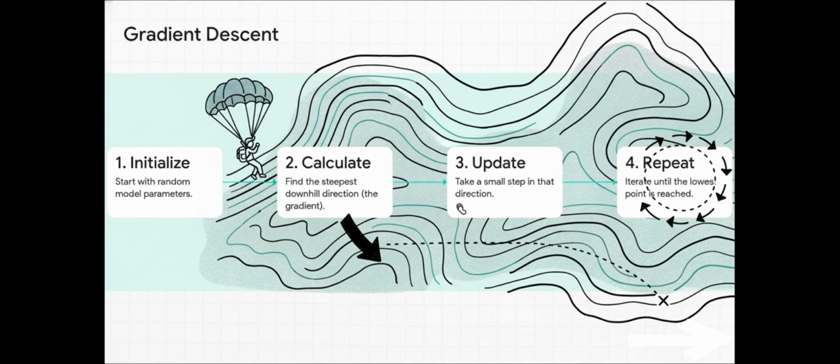First, you start your model with random settings, which is like parachuting our hiker into a totally random spot in that foggy landscape. Second, you calculate the gradient right there to figure out which way is steepest downhill. Third, you take one small step in that direction. This step updates the model's parameters just a tiny bit, nudging them in a direction that lowers the error. And finally, you just repeat. Calculate the gradient, take a step, calculate the new gradient, take another step, over and over again, thousands, maybe millions of times, until you can't go any further down.